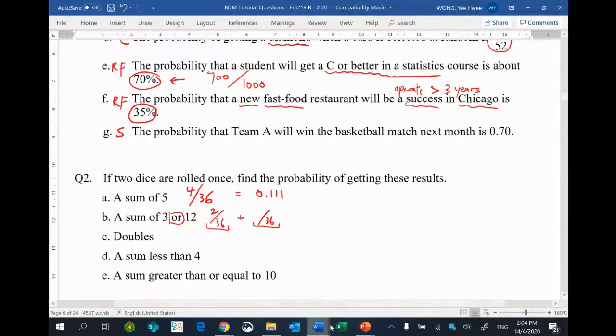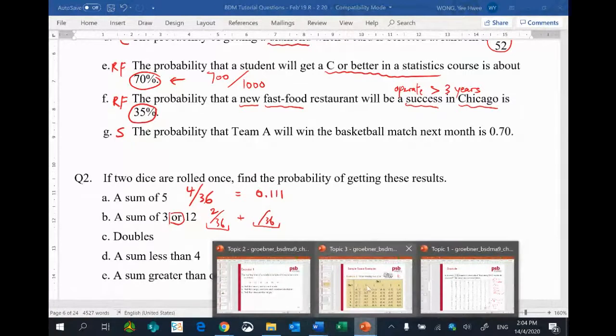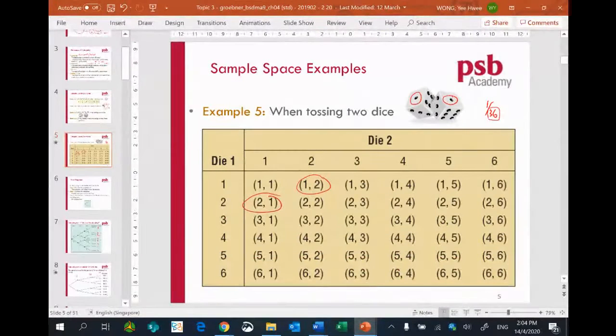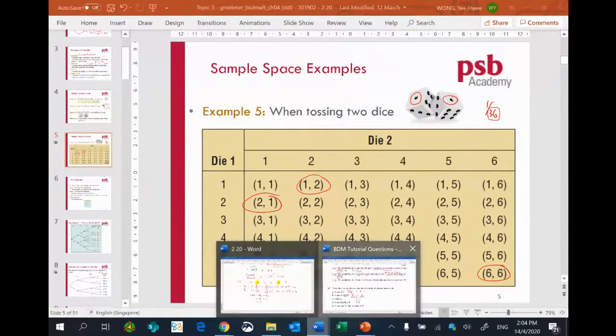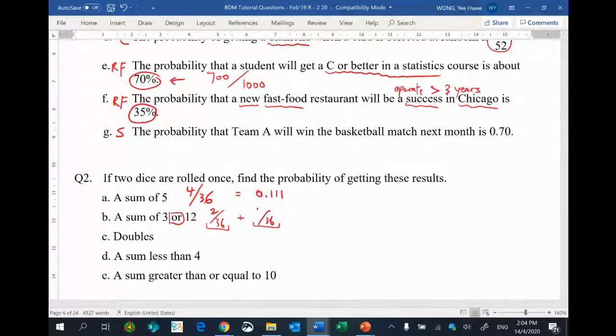How many give you a 12? It has to be 6, 6. There's nothing else. So this is 1. So how much is it? It will be 3 over 36. Okay, so you press calculator. 3 over 36 is just 1 over 12.